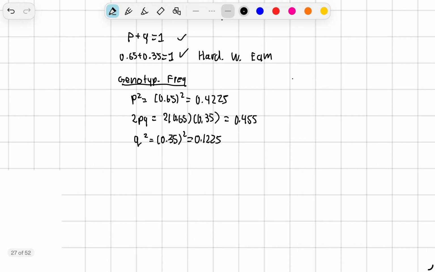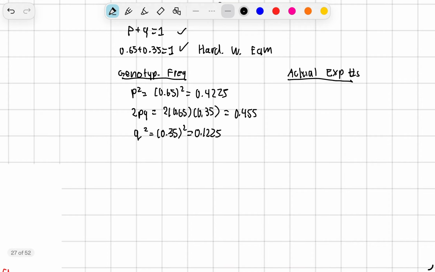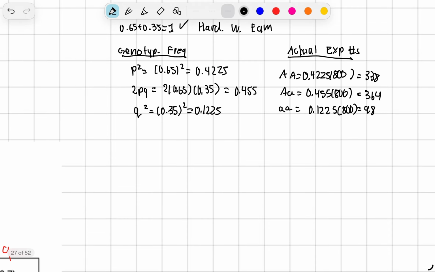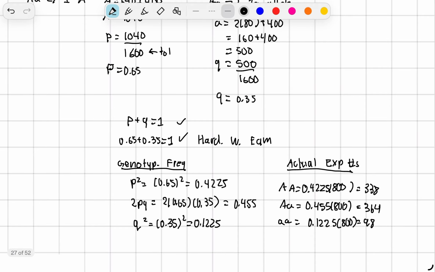Now we have frequencies, however, we need actual expected numbers that we will receive out of our population. We know that AA is going to be equal to 0.4225 times 800, which is equal to 338. Aa is going to be 0.455 times 800, which is 364. Lowercase aa is going to be 0.1225 times 800, and this is equal to 98. So we can see that these are our actual expected numbers.